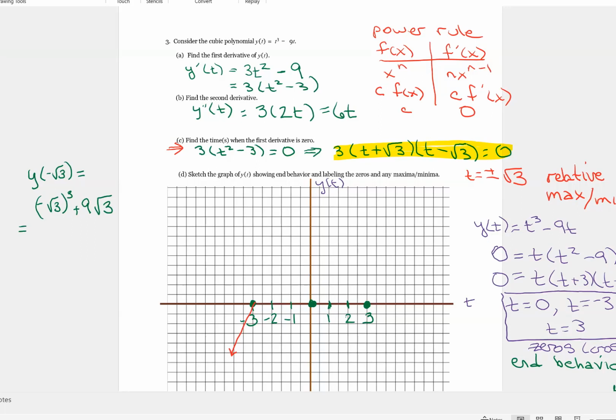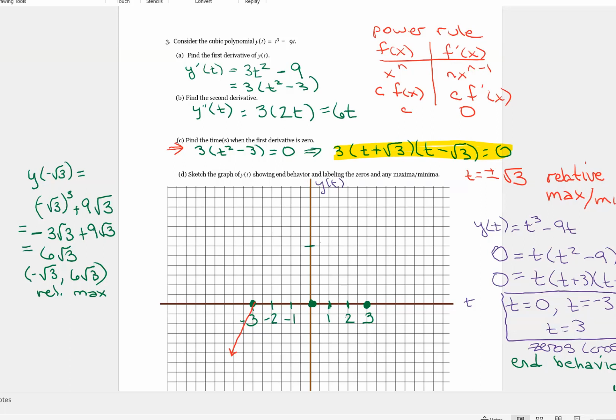This then becomes negative because I have a negative times a negative times a negative. The square root of 3 to the third power, the square root of 3 times the square root of 3 is 3. So this would be 3 times the square root of 3 plus 9 times the square root of 3. This equals 6 times the square root of 3. I have my maximum value at negative the square root of 3, comma, 6 times the square root of 3. This is my relative maximum.